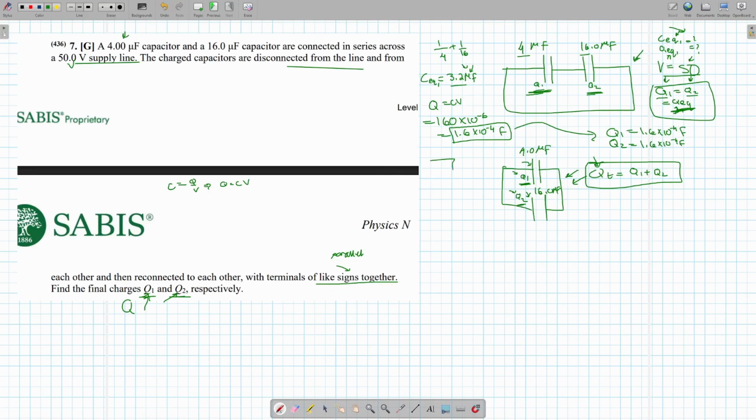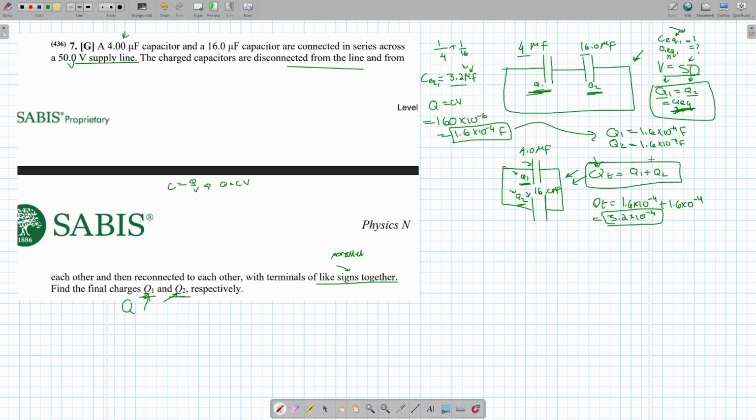Remember when we used to have 2 amperes here, 3 amperes here? How do we find the total current? You do 2 plus 3 because they're in parallel. But here, they were in series. But now when I made it parallel, I have to add them up. So Q total now in this case is not going to be 1.6 times 10 to the minus 4. It's going to be actually 1.6 times 10 to the minus 4 plus 1.6 times 10 to the minus 4, which gets you 3.2 times 10 to the minus 4. So this is your Q total.